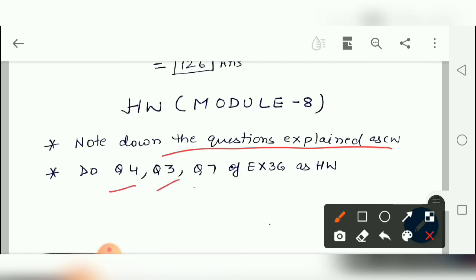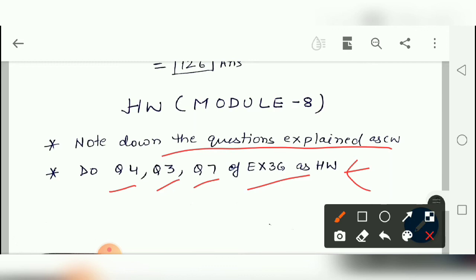Now for today's homework, you have to note down the questions explained in class work, and you have to do questions number 4, 3 and 7 of exercise 3G as homework. Dear student, in this way we have completed this chapter, and you please keep practicing, because practice makes a man perfect. So this chapter is over.